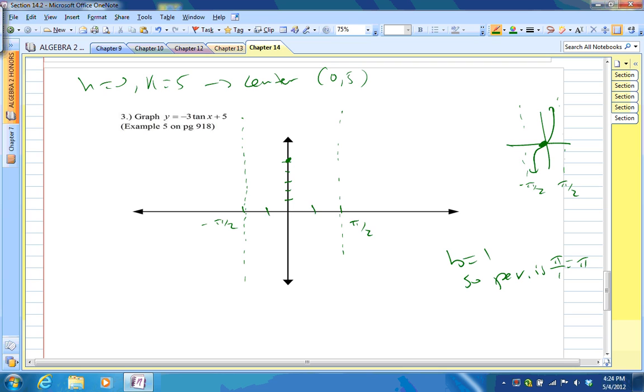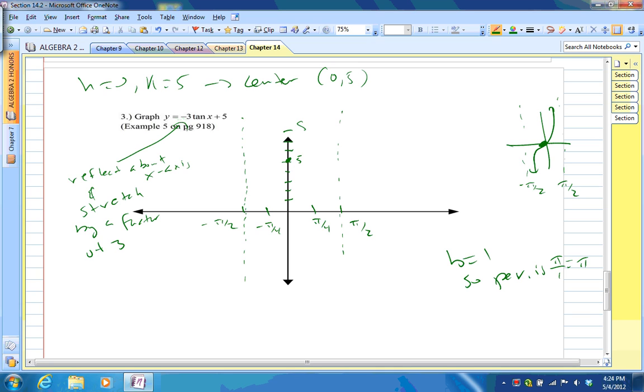Then finally, for these values in the middle, negative pi over 4 and pi over 4, if you think about it, you have to reflect about the x-axis and stretch by a factor of 3. So instead of having the graph increase from left to right, it's going to decrease.